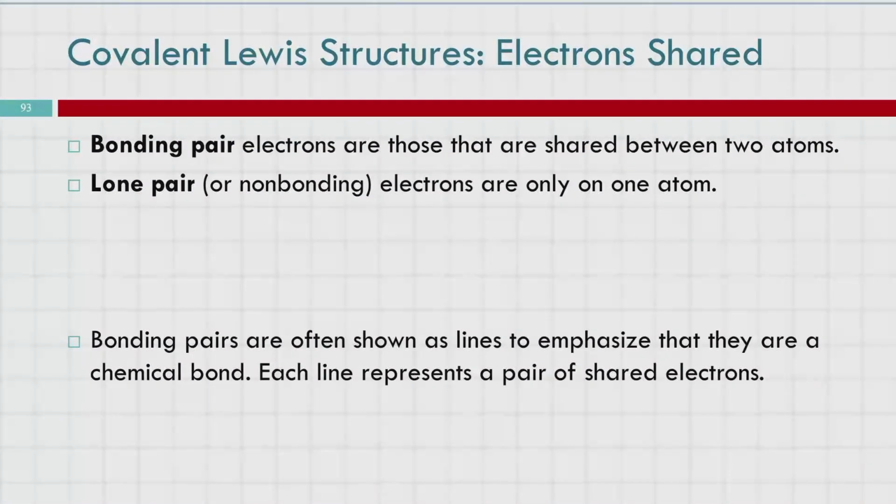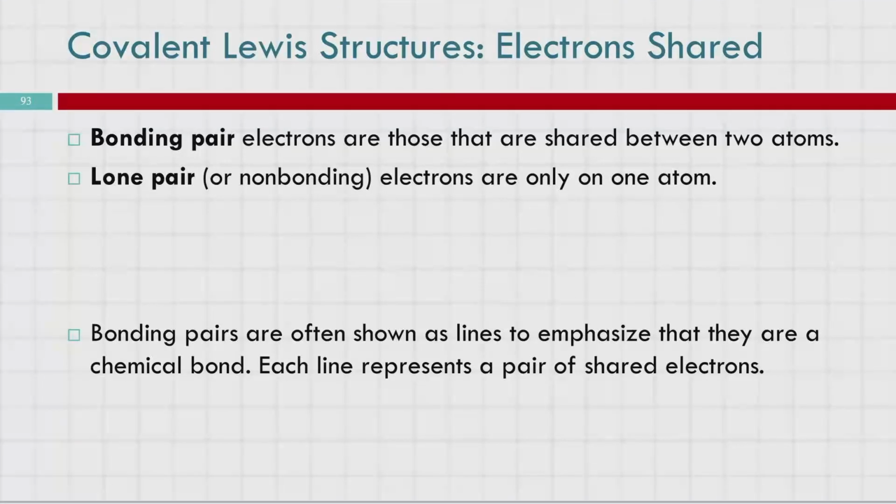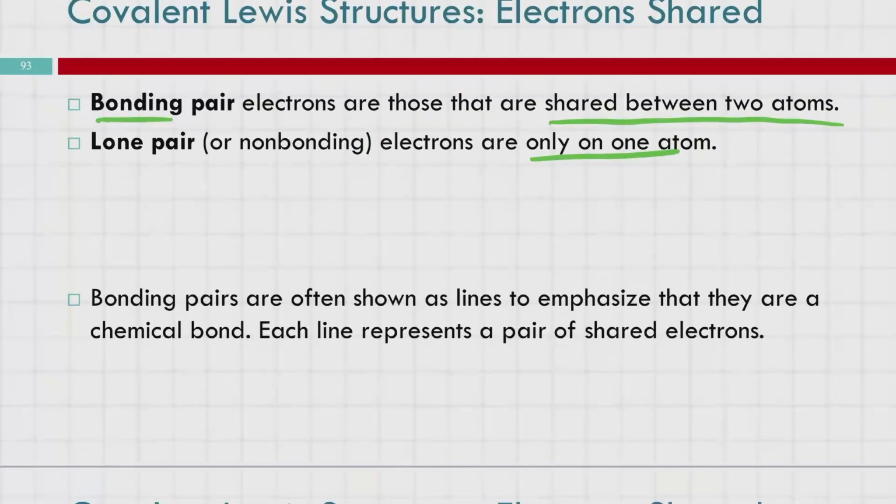We've got 2 different types of pairs. We've got bonding pairs. Bonding pairs are shared between 2 atoms. We also have lone pairs or non-bonding pairs that are only on 1 atom. So let's look at H2O again.